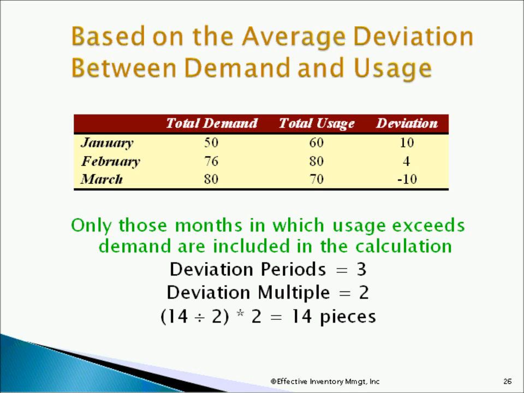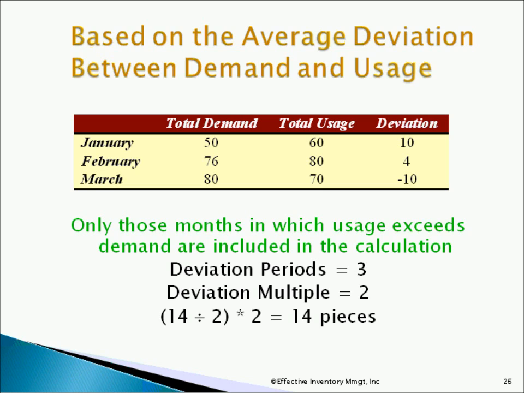March, I actually sold less than I forecast. I had forecast 80 pieces. You see that under the total demand column. Total usage, I only sold 70. That's a deviation, or a difference, of minus 10.